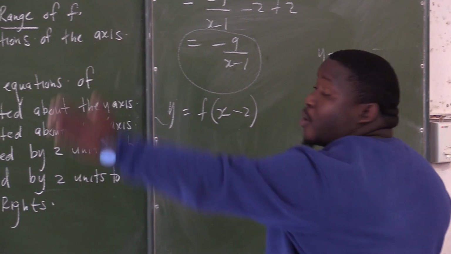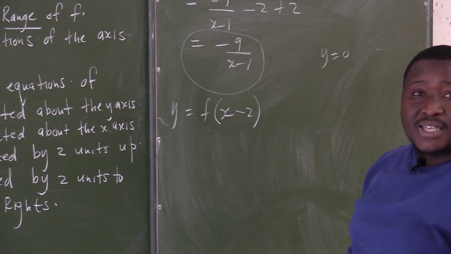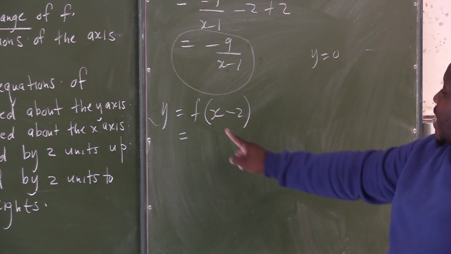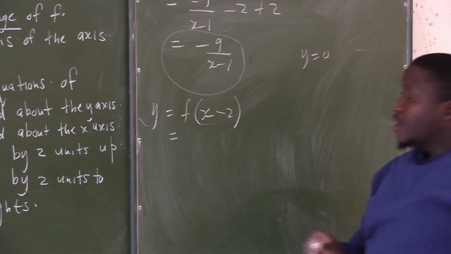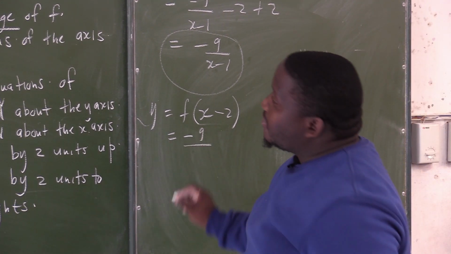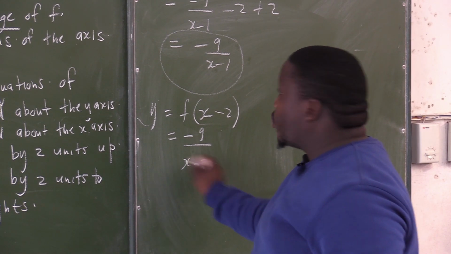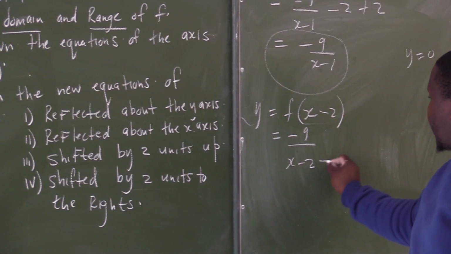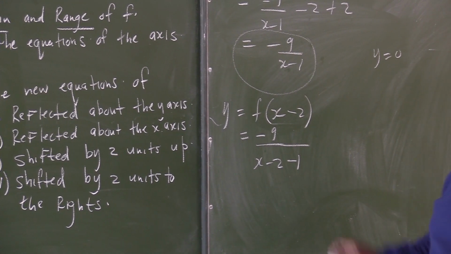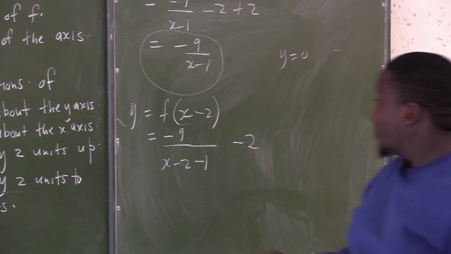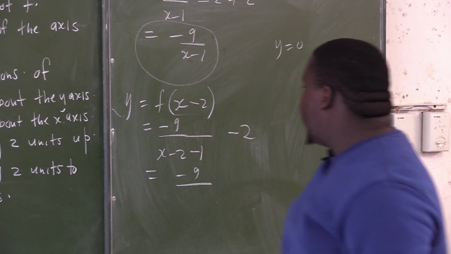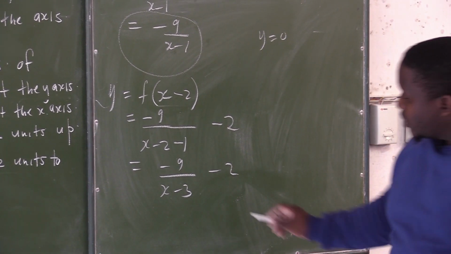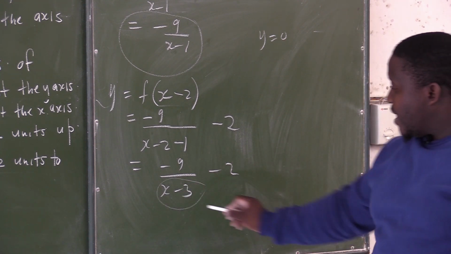Let us go to the equation. Where we see x now, we are replacing x with x minus 2. So this will give us negative 9 divided by x minus 2, minus 1. Let me bring back the negative 1 that was initially there. Minus 2 is still there. So now I have negative 9 over x minus 3, minus 2. Now to realize, the new asymptote will be x equal to 3 now.